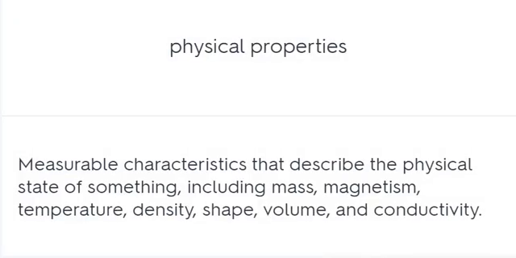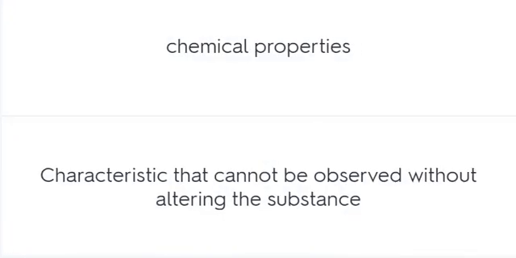Physical properties. Measurable characteristics that describe the physical state of something, including mass, magnetism, temperature, density, shape, volume, and conductivity. Chemical properties. Characteristics that cannot be observed without altering the substance.